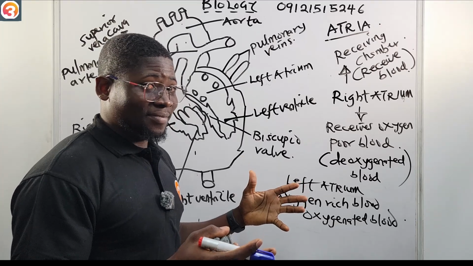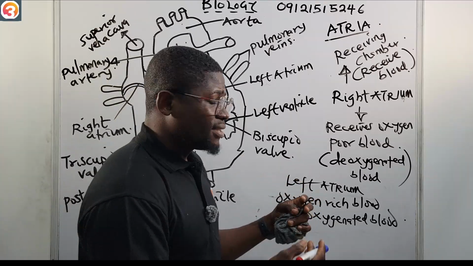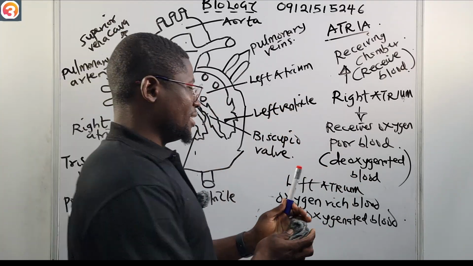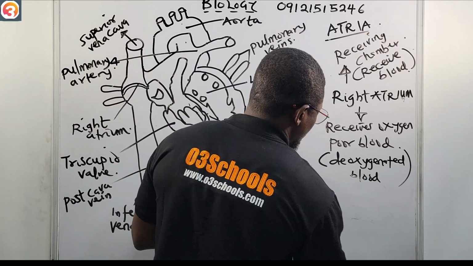I hope you are following. Wonderful. Now we have seen the upper chambers called the atria. Now the 2 lower chambers are called the ventricles. Please take note of all this.